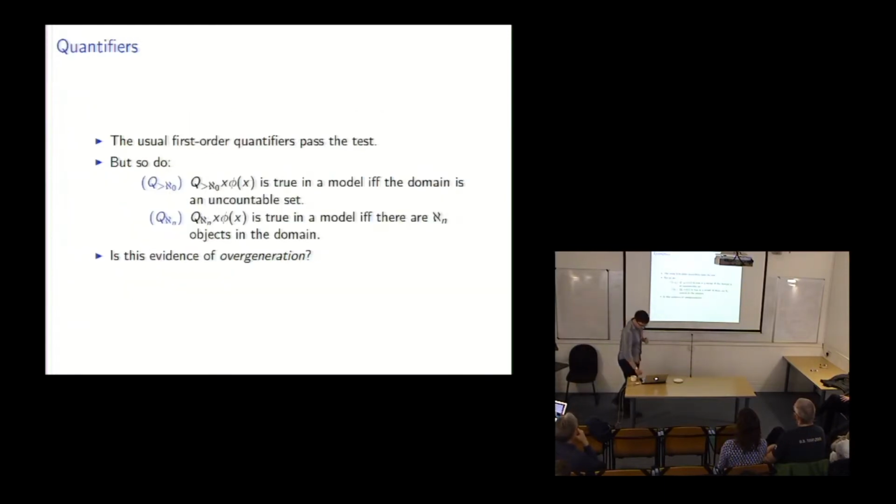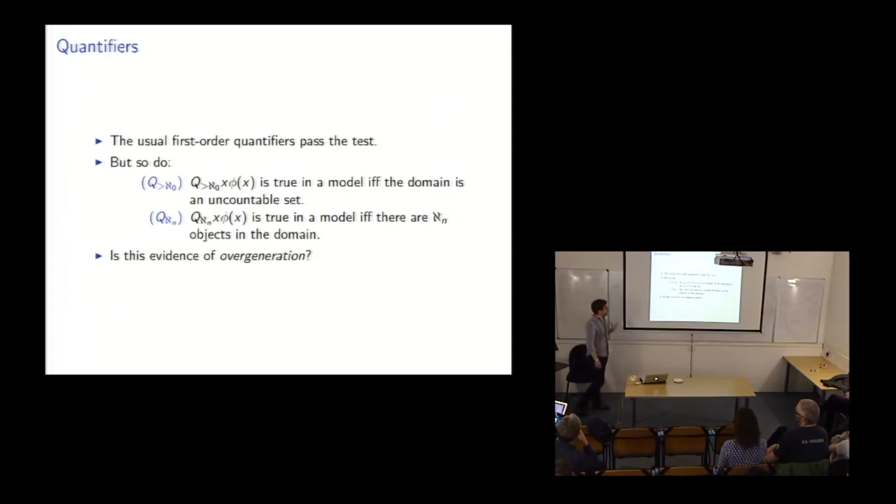Okay, so quantifiers. Well, the usual first order quantifiers pass the test, and intuitively it's fairly easy to see why. Take some domain of objects, and if everything in there is f, then however you commute it, everything in there is still f. So, very intuitively, that's why the universal quantifier passes the test. Existential quantifier: take any domain of objects, if something in there is f, then however you commute it, something is still f. So the existential quantifier passes.